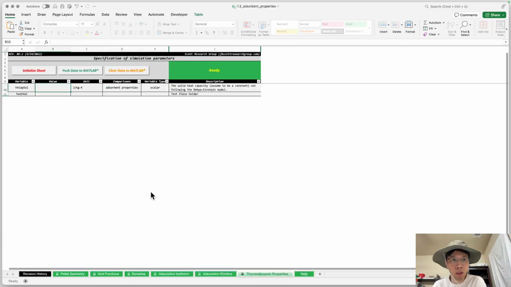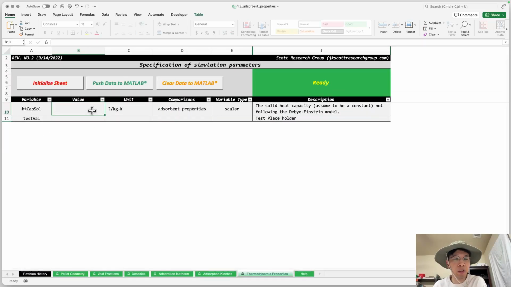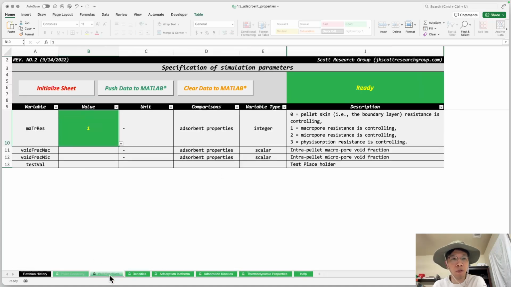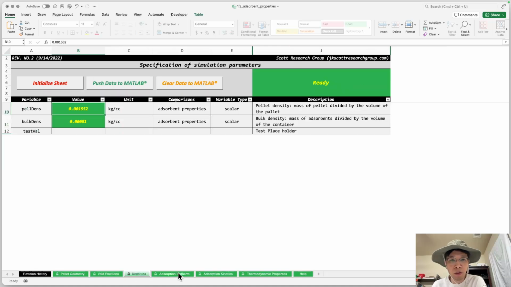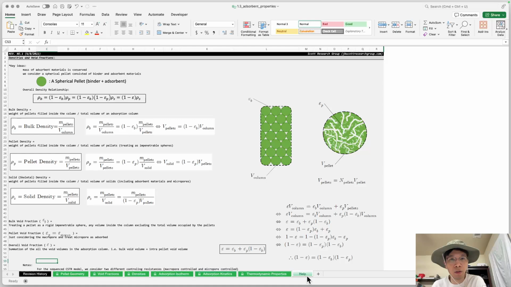Thermodynamic properties: for a non-isothermal simulation, we would be interested in specifying the heat capacity of the solid adsorbent. Yeah, that's it. We try our best to provide the right descriptions, and then your job is to hunt down the literature and provide these parameters with the right units.